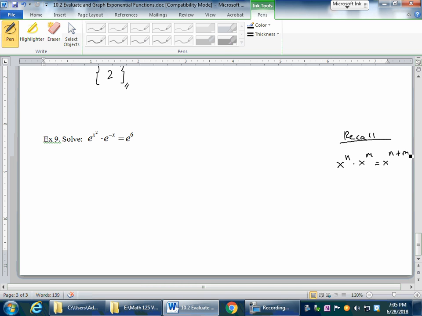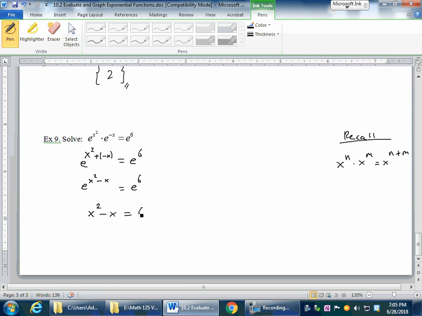So the left hand side, I can rewrite as e to the x to the 2nd power plus negative x, which basically means e to the x to the second power minus x is equal to e to the sixth power. Now we have one exponential expression on the left-hand side and one exponential expression on the right-hand side with the same base. So therefore, according to the property, it is logical to say that in order to be equal, my exponents must also be equal to each other on both sides.